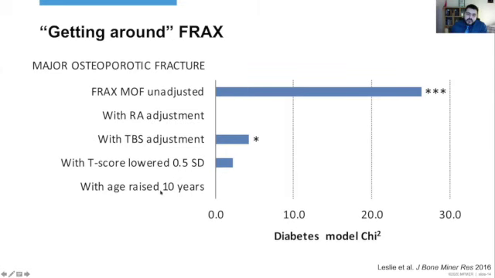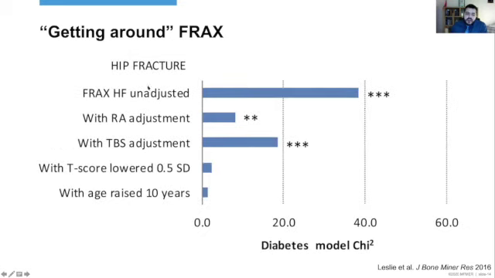What about hip fracture? It turns out that none of these did completely correct for the discrepancy. However, it seems that the best is increasing the age by 10 years. So only by adjusting for that, we can better approximate hip fracture risk and, as we just saw, MOF. RA, although it did for MOF, it did not correct for the hip fracture.